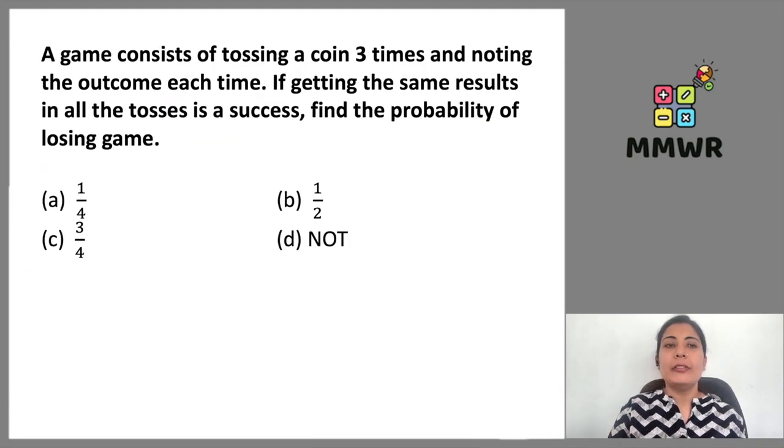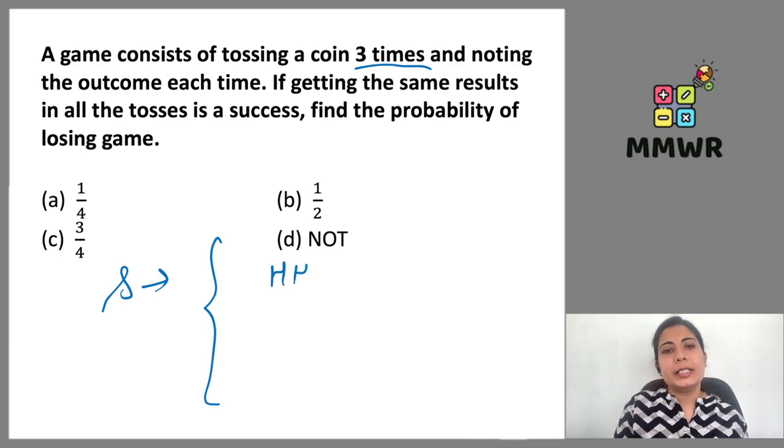Next example we have: a game consists of tossing a coin 3 times. एक गेम में हमको 3 बार कॉइन को टॉस करना है. What is this game about? The game is, एक ही कॉइन को हमको 3 बार टॉस करना है. फर्स्ट टाइम टॉस किया, सेकेंड टाइम और थर्ड टाइम, and noting the outcome each time. We all know the sample space in this case. What sample space will we be getting? तीनों बार हेड आ जाए या तो तीनों बार टेल आ जाए.